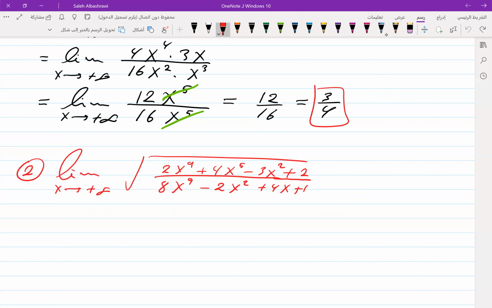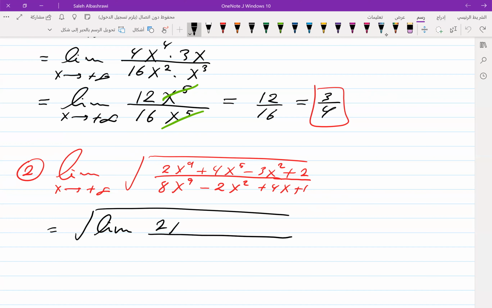I need to find the limit for this function. As we stated in the first part, this is a function to power 1/3, so we can take the limit inside the power. So this can be written as the third root of the limit of 2x to the power 9 plus 4x to the power 5 minus 3x squared plus 2, divided by 8x to the power 9 minus 2x squared plus 4x plus 1, as x goes to plus infinity.